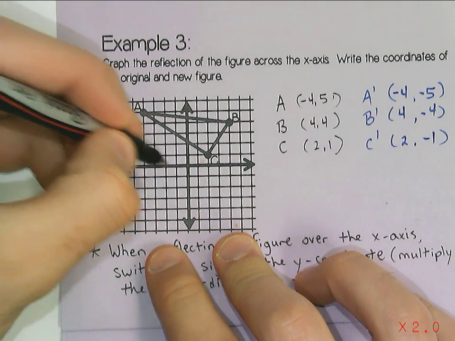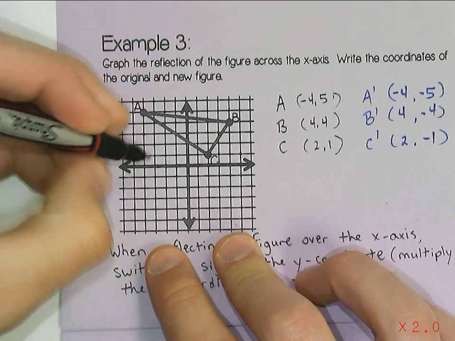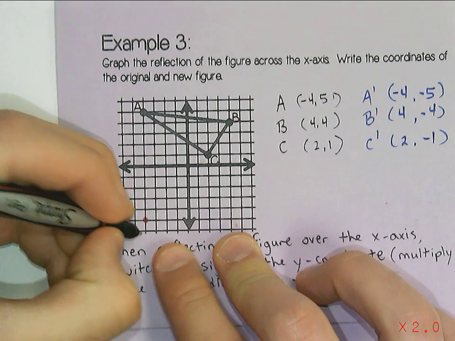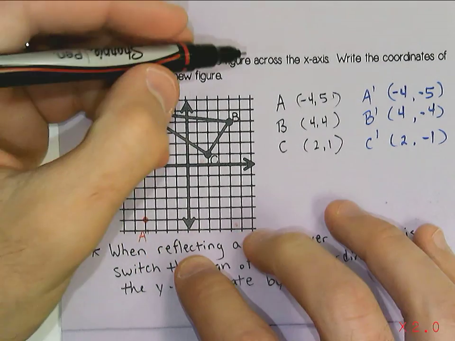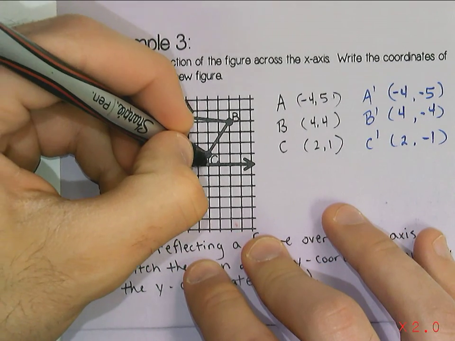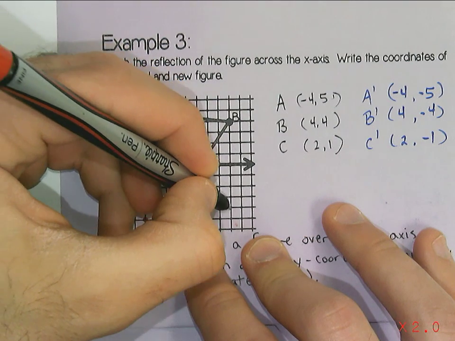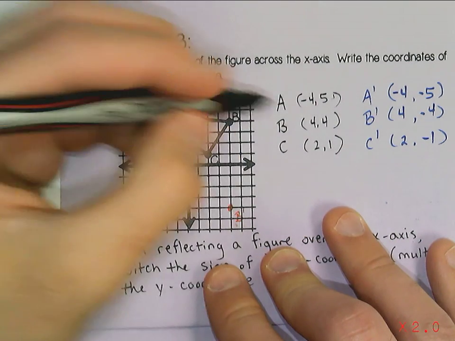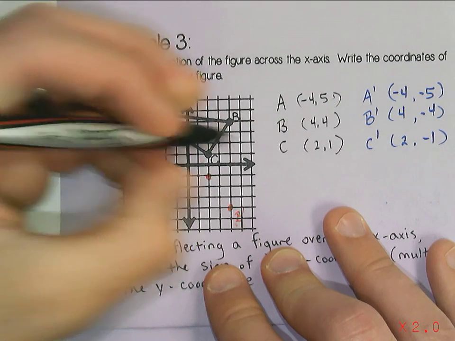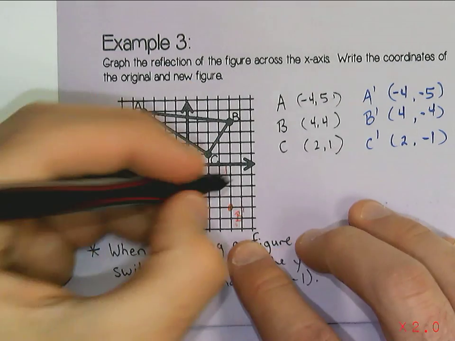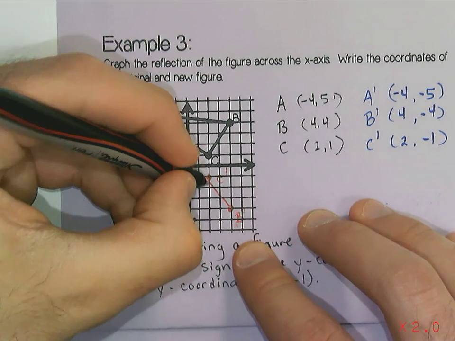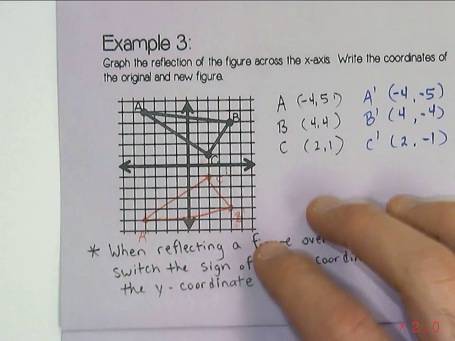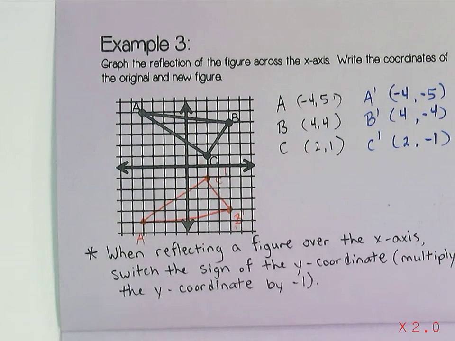Negative 4, negative 5 would be 1, 2, 3, 4, 1, 2, 3, 4, 5. So down here is our A prime. Then we'd have 4, negative 4. This would be our B prime. And then we have 2, negative 1, which would be C prime. And we just connect those points and it should be the exact same picture, which it is. So we're good to go.